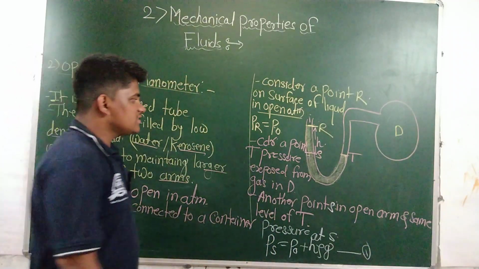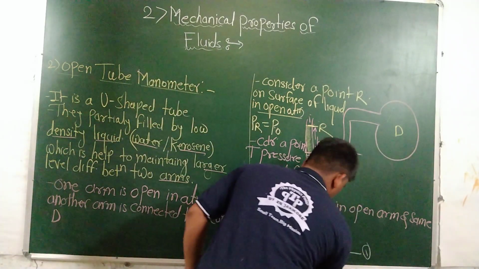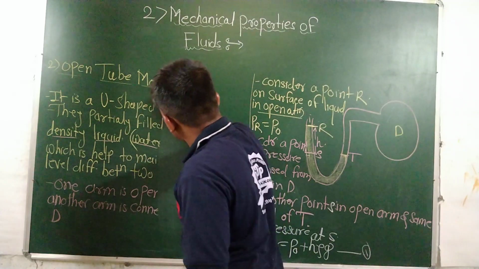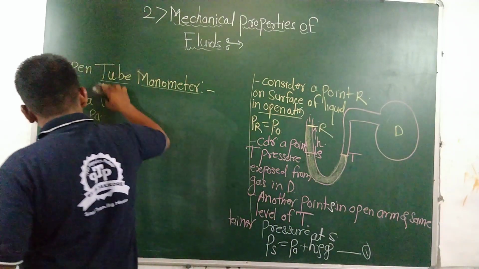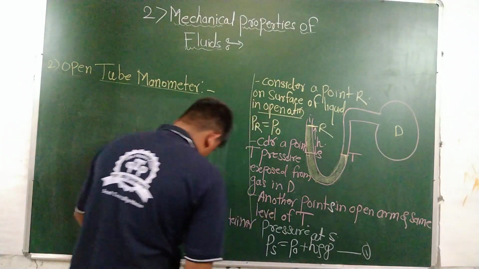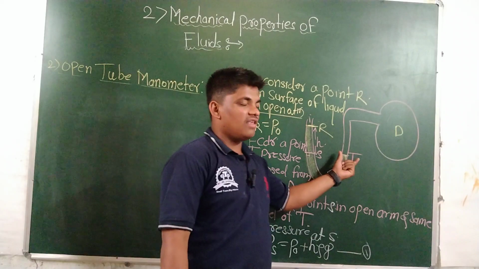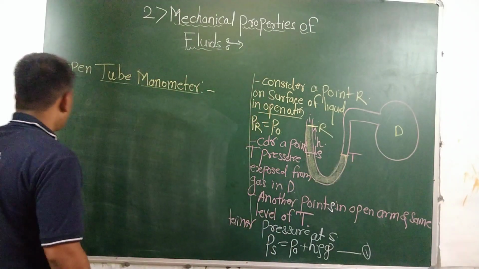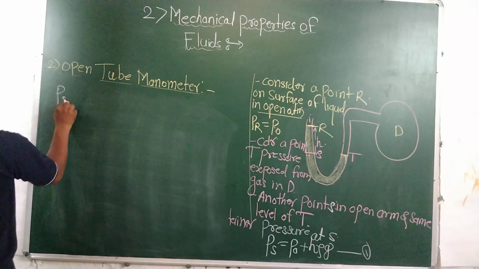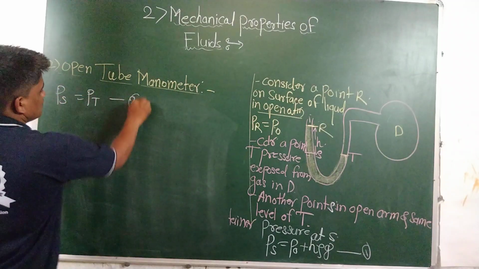Then if they are at the same level, how will the pressure be? Okay. Then if the pressure at a point S is P of S and they are present at the same level, that is at point D, the pressure at point S is equal to the pressure at point T. This is equation number 2.